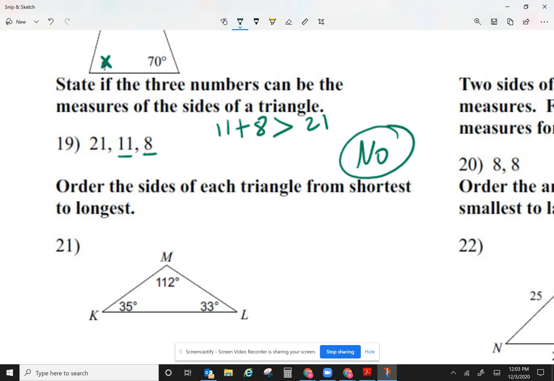I remember this, I showed you guys using Sketchpad when I was moving the two sides, trying to see if I could make a triangle out of it. Don't forget to capitalize the first letter. Now, if 11 plus 8 was more than 21, then yes, I can make a triangle.